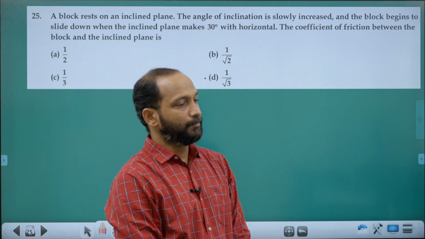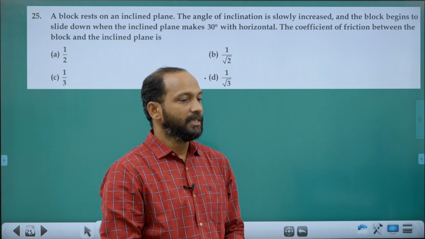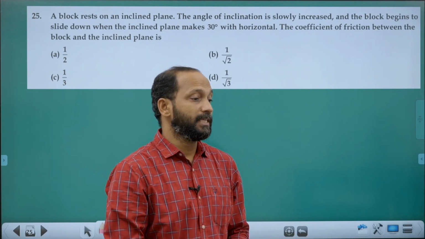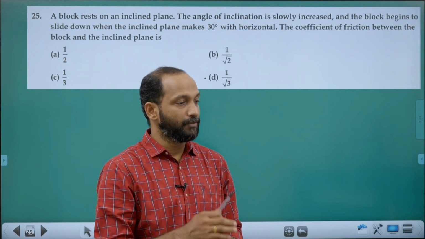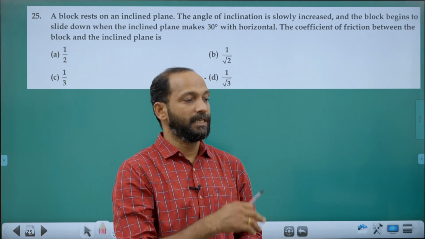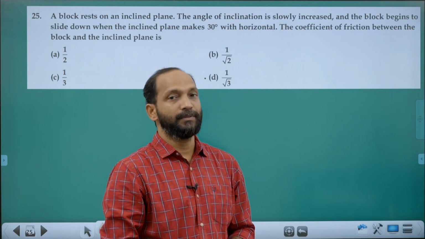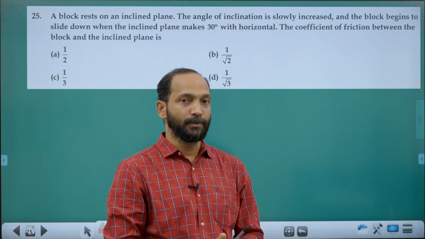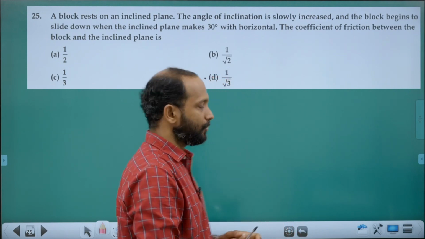25th one. A block rests on an inclined plane. The angle of inclination is slowly increased and the block begins to slide down when the inclined plane makes 30 degree with the horizontal. The coefficient of friction between block and the inclined plane is, as we have discussed already, tan 30, because angle of friction is equal to angle of repose. This 30 degree is the angle of repose. So tan 30, 1 by root 3. So answer is dog.